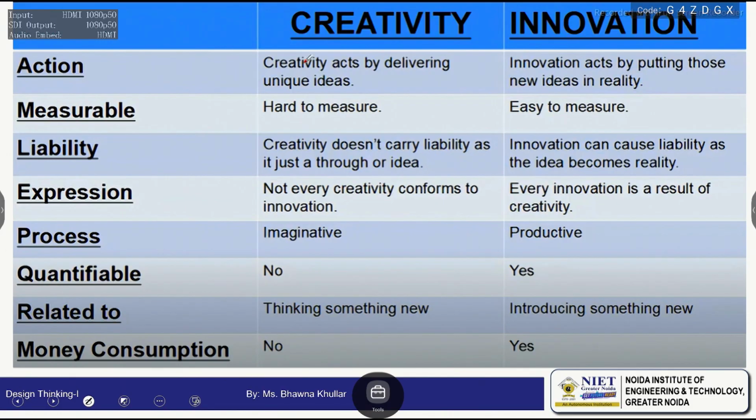Money consumption. In creativity there is no money, only think and say, there is no risk, no money, no cost, anything. So just think and say, if it is good then implement it, otherwise not. In innovation the good idea will be implemented and made into a prototype.